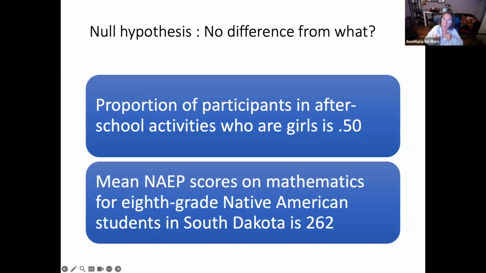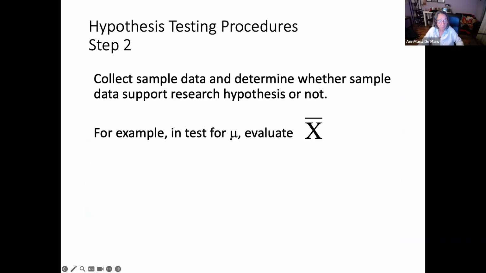Now, we say a null hypothesis is no difference, but no difference from what? Your null hypothesis could be that the proportion of participants in after-school activities who are girls is 0.5. That's another way of saying there's no difference in the proportion of girls and boys. You could say your null hypothesis is that the mean National Assessment of Educational Progress scores on mathematics for 8th grade Native American students in South Dakota is 262. And that's another way of saying that it's not different from the national mean for Native American students. So state what your null hypothesis is.